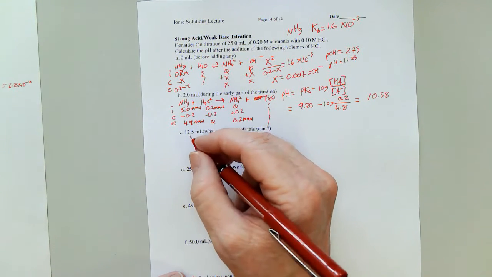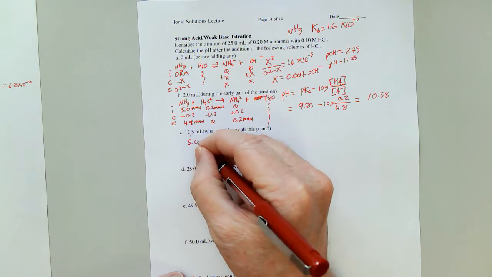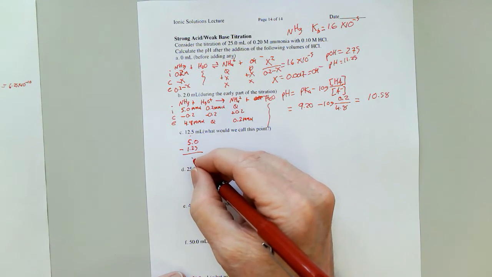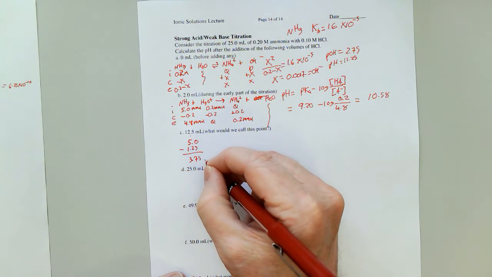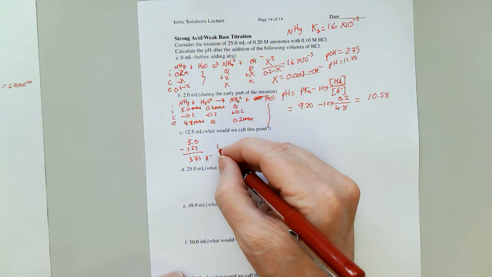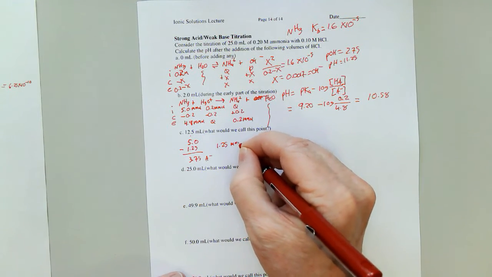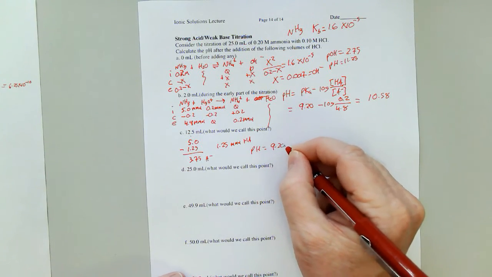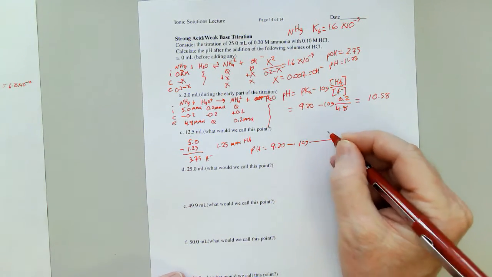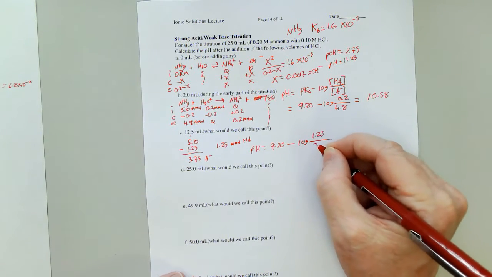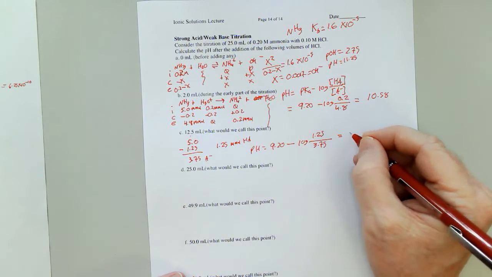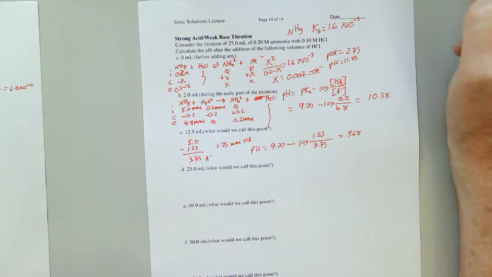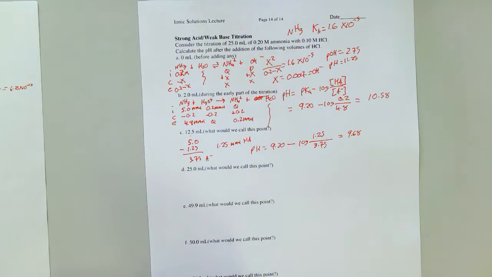12.5. So in this case, I have 5.0 minus 1.25, which gives me 3.75 millimoles of the A minus and 1.25 millimoles of the HA. So the pH equals 9.20 minus the log, and I have 1.25 over 3.75, and this equals 9.68. That's making sense. It's coming down because I'm adding acid.